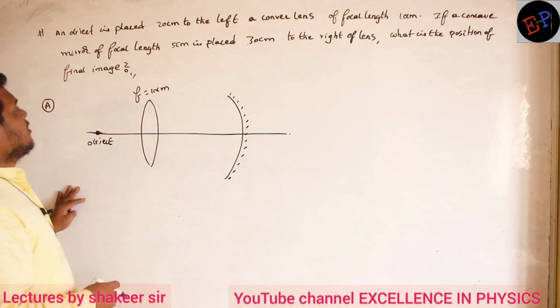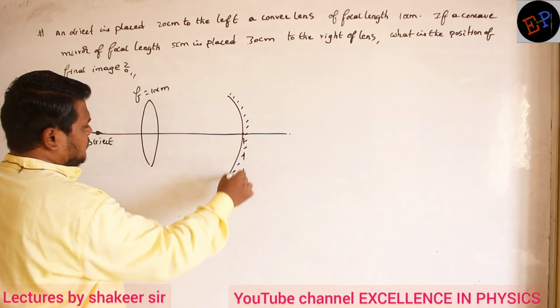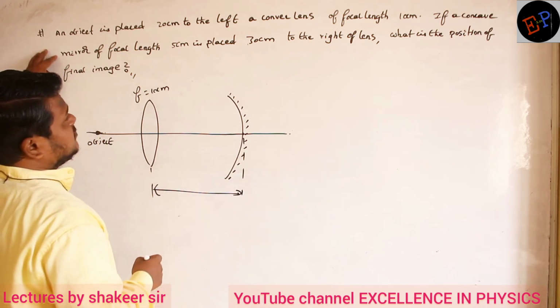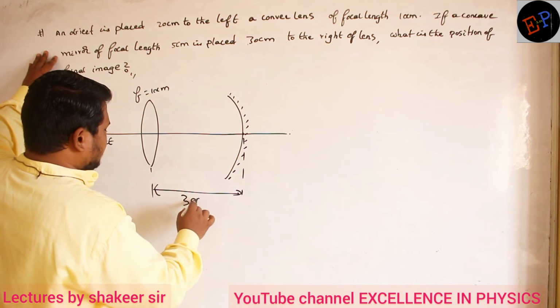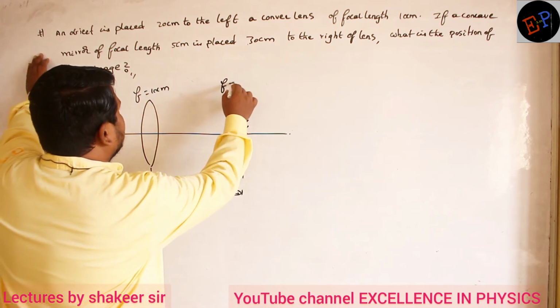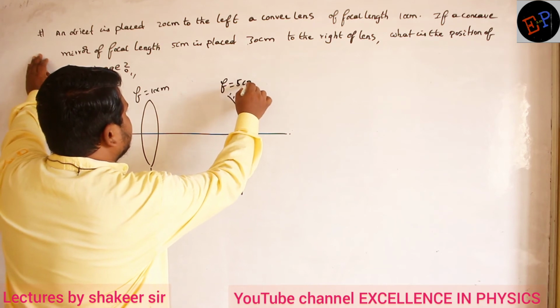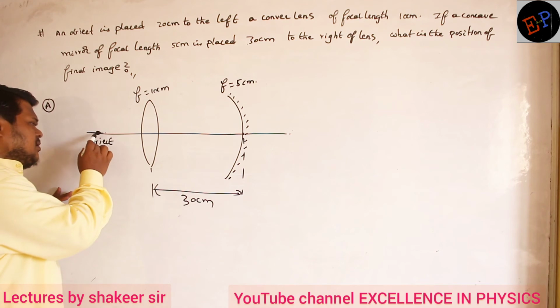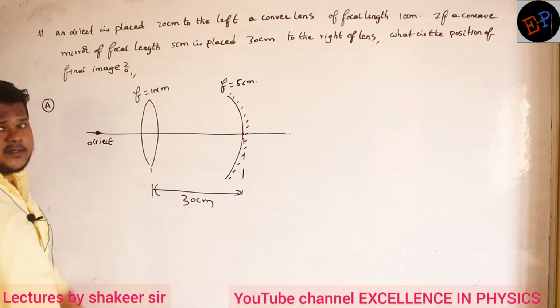And what is this distance? It is present at a distance of 30 centimeters to the right of the lens. And the focal length of this mirror is 5 centimeters. This is the given data. Then where the image of this object will be created, that I want to calculate.